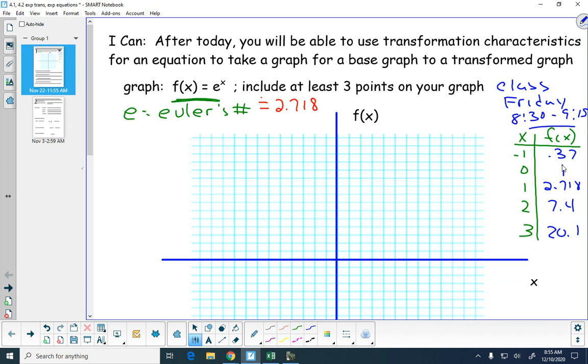I'm going to go out every two. Let's see, 2, 4, 6, 8, 10. I'm going to count by twos here. So it's going to be 4, 6, 8, 10, 12, 14, 16.